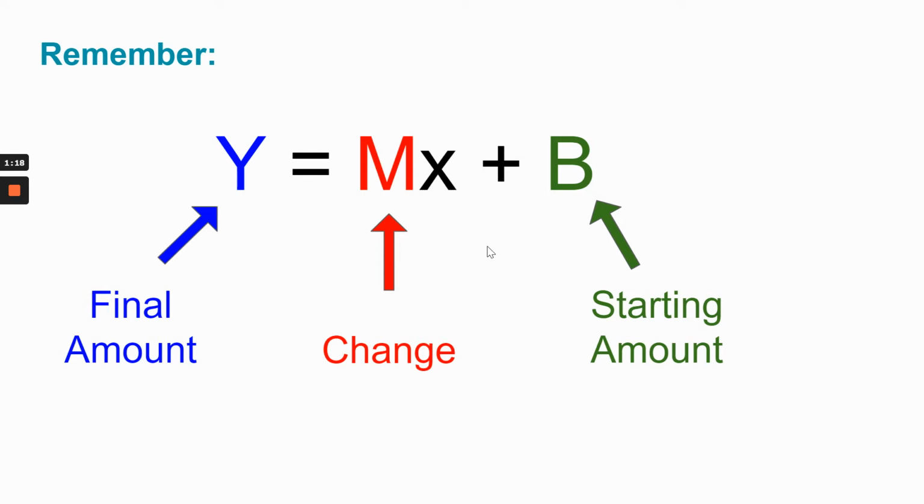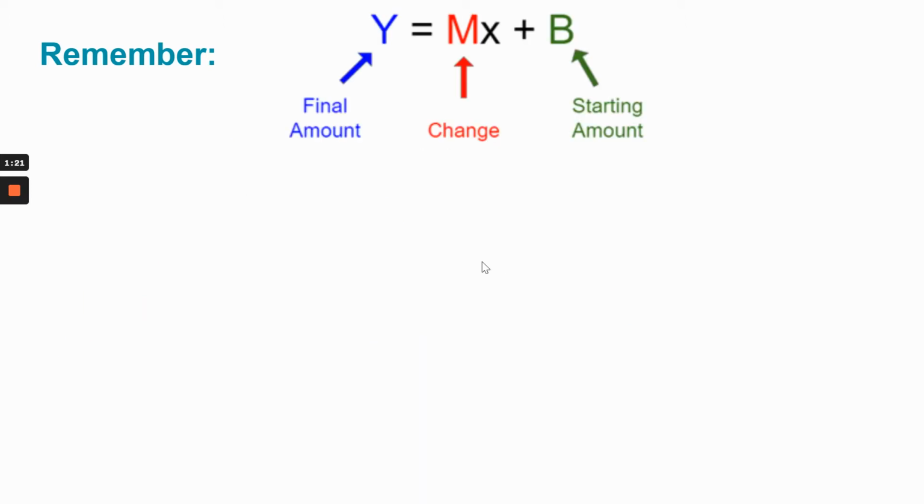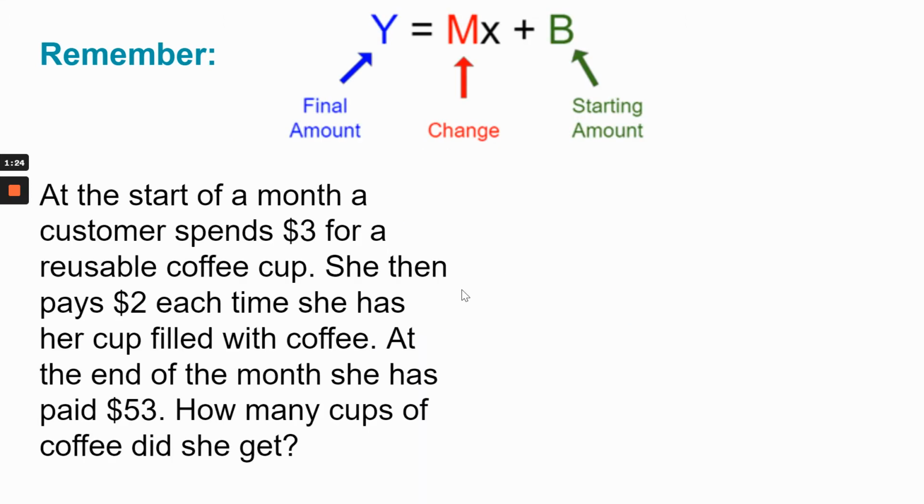Let's look at some problems and what this actually looks like. So, we have this problem. It says, at the start of a month, a customer spends $3 for a reusable cup of coffee. She then pays $2 each time she has her cup filled with coffee. At the end of the month, she has paid $53. How many cups of coffee did she get? If you remember the equation we went over on the last slide, that's what we're going to be using.